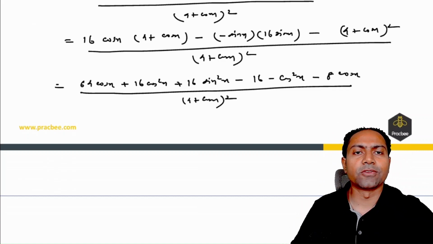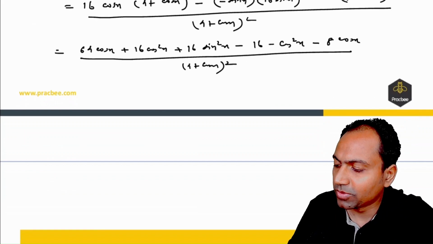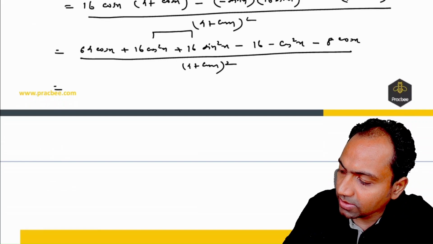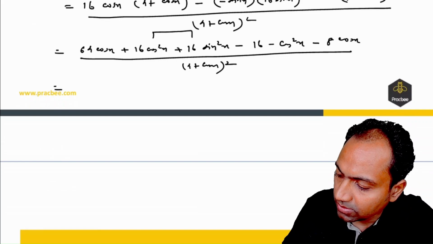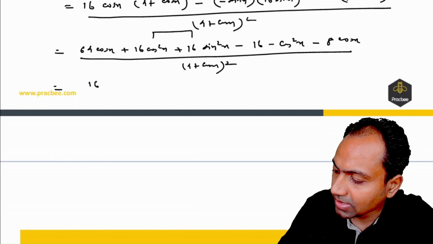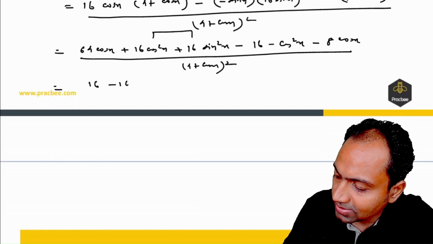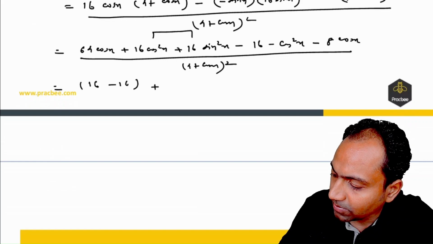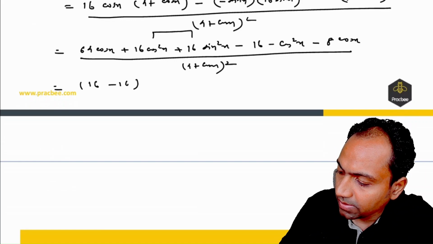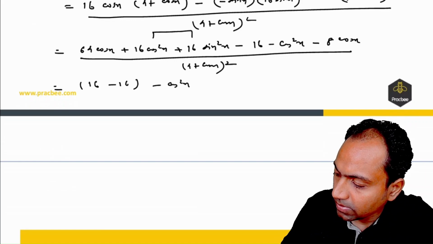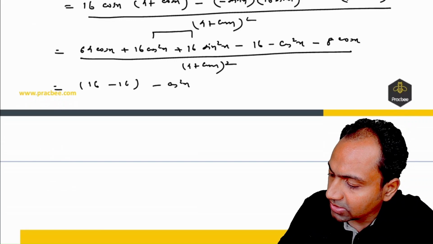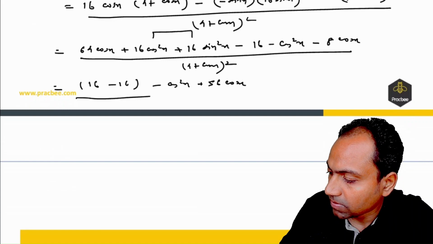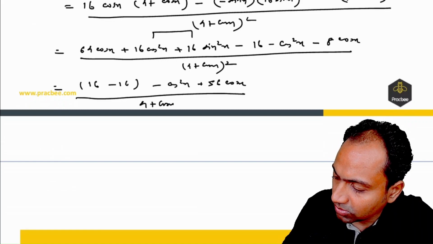So you can see that the denominator is already taken care of. We just need to take care of the numerator part. Now this 16 sine square x plus 16 cos square x, if I take this part, it comes out to be nothing but 16. And now this 16 and then you have this minus 16, this will get cancelled out. What we have remaining is nothing but minus cos square x. And then 8 cos x, 16, if I subtract, it becomes nothing but plus 56 cos x. And in the denominator, we have (4 plus cos x) whole square.